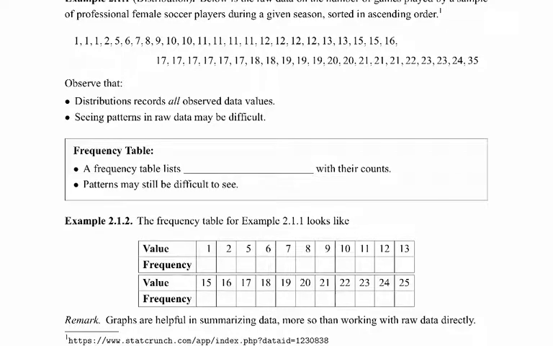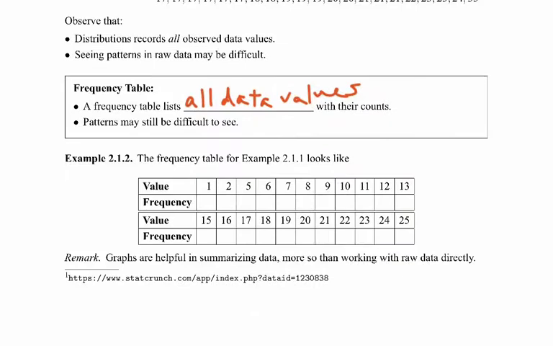One way to do this would be to use what's called a frequency table. A frequency table lists all data values with their counts. Sometimes you can see patterns from this, sometimes you can't, but the frequency table at least helps you get the data organized. So the frequency table for example 2.1 would look like this.